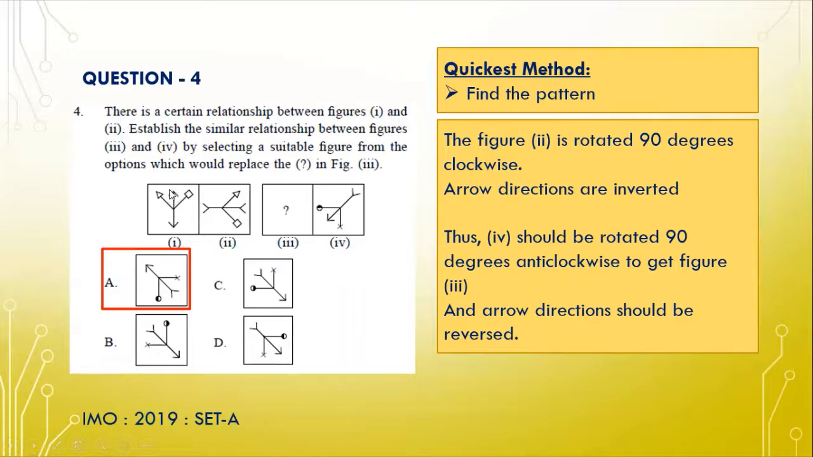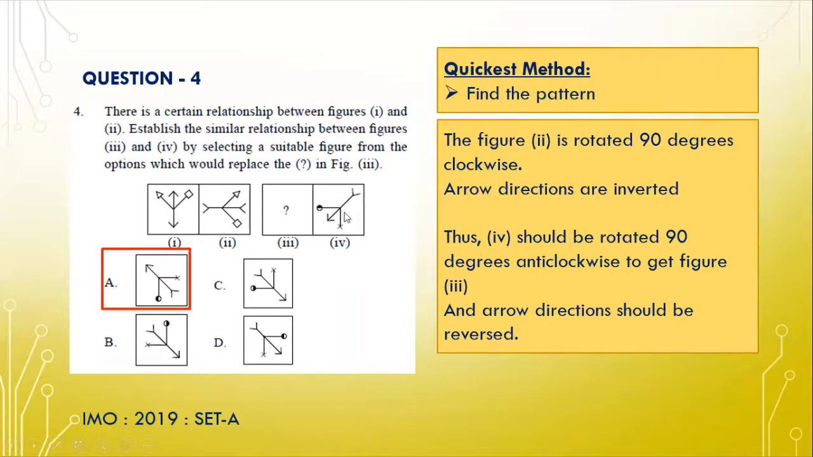If the direction of arrows is like this, it is now reversed, isn't it? Direction of arrow is reversed. Rest of these things are okay. The triangle has come here and the square has come here because, when you rotate this 90 degrees clockwise, the square will come here and triangle will come here.